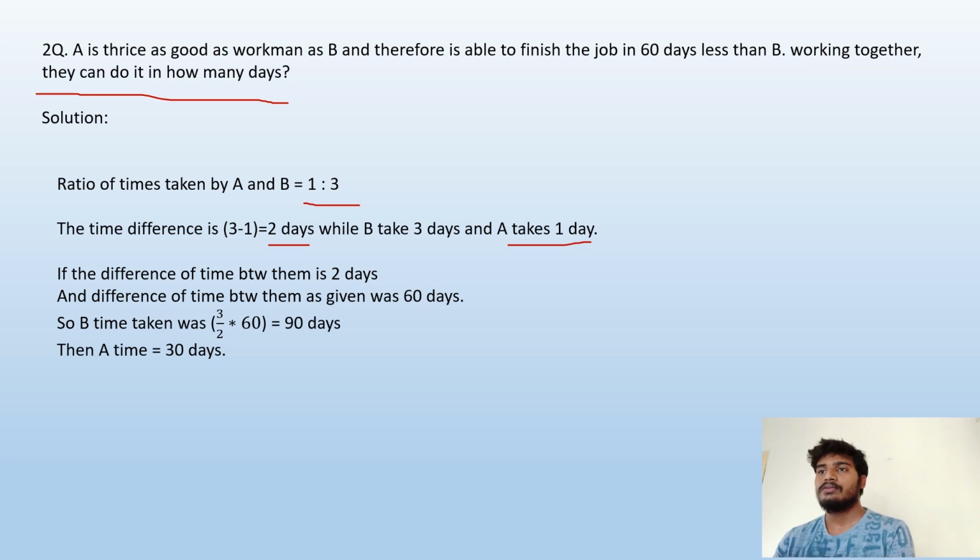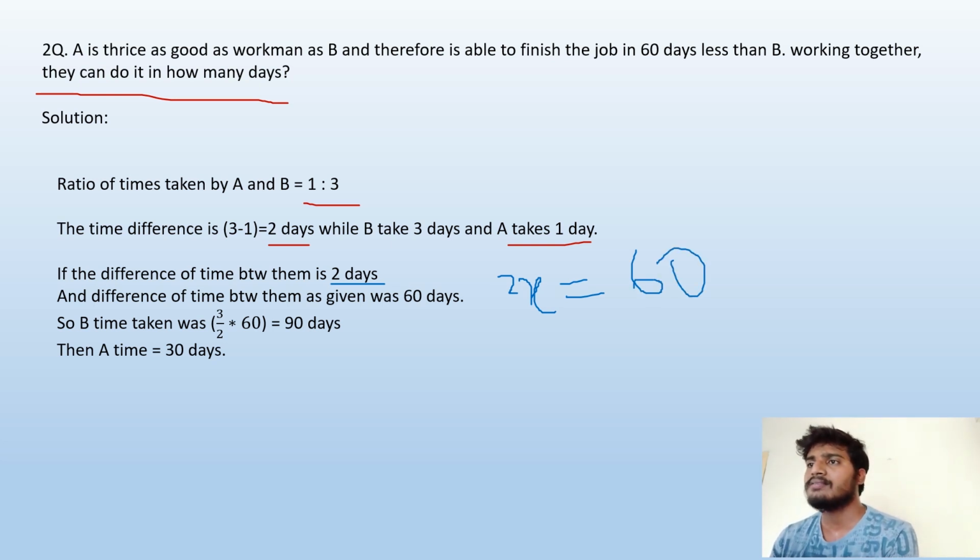So the time taken by B: according to the question we got a difference of 2 days, so according to the equation we got 2x is equal to 60. I have taken 2x as the difference between them is 2 days here. So if 2x is equal to 60, then 3x is the time taken by B, which is 3 days. So 3x is equal to 90 days. If B can complete the work in 90 days, then A can complete the work in 30 days.